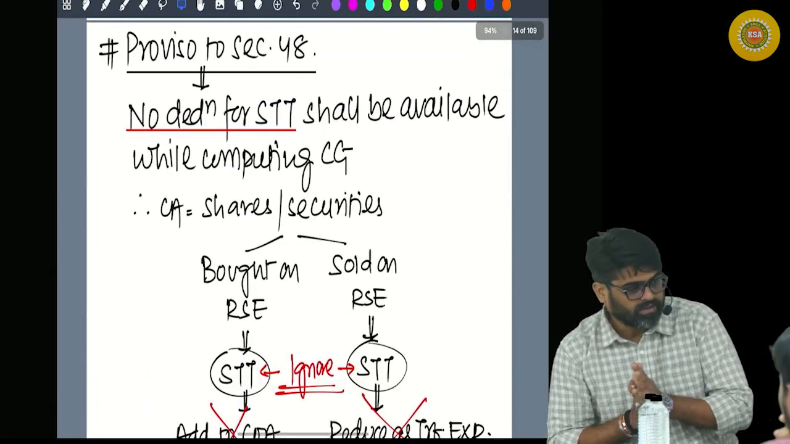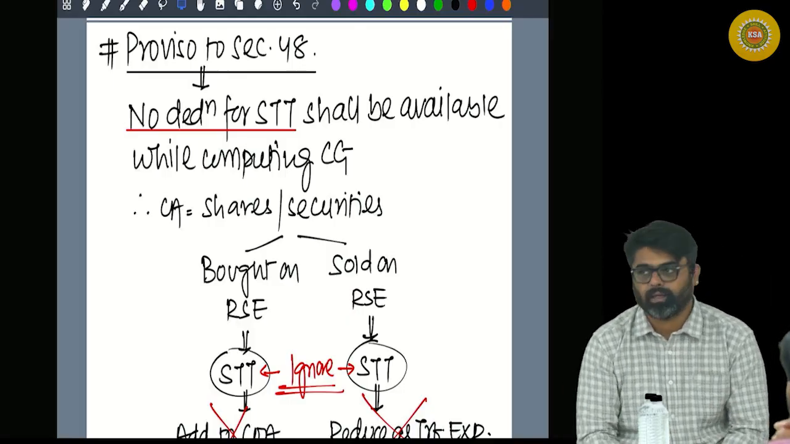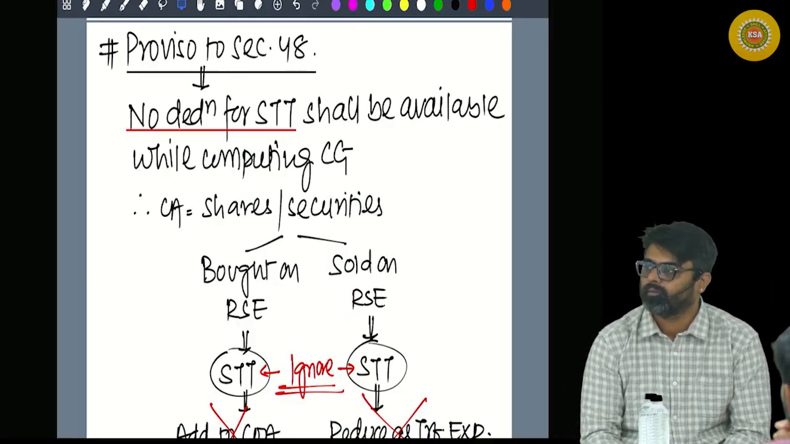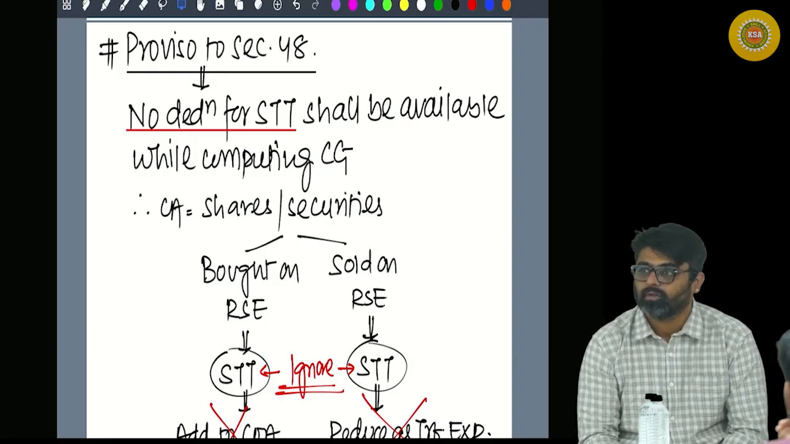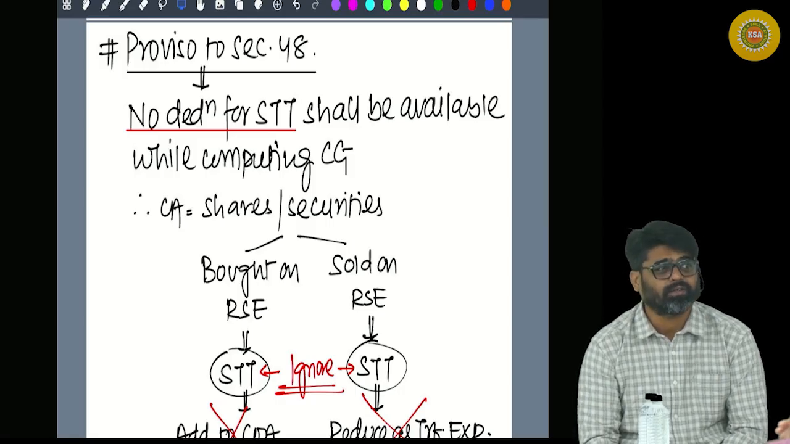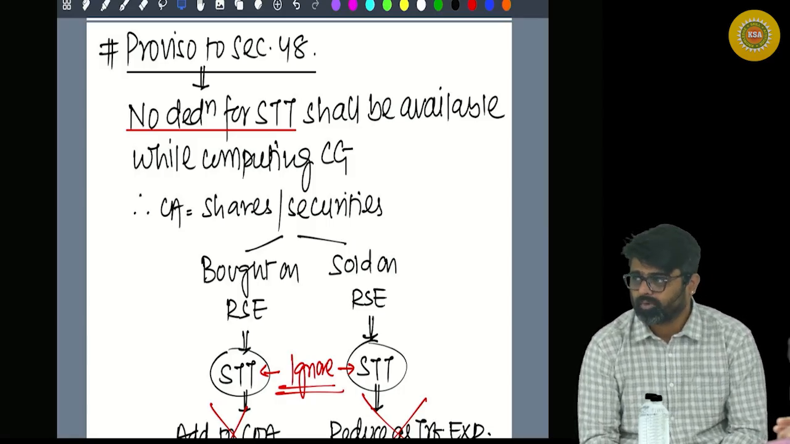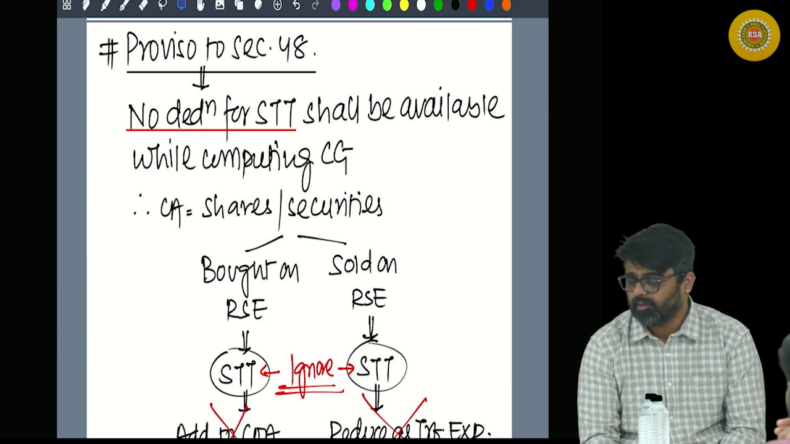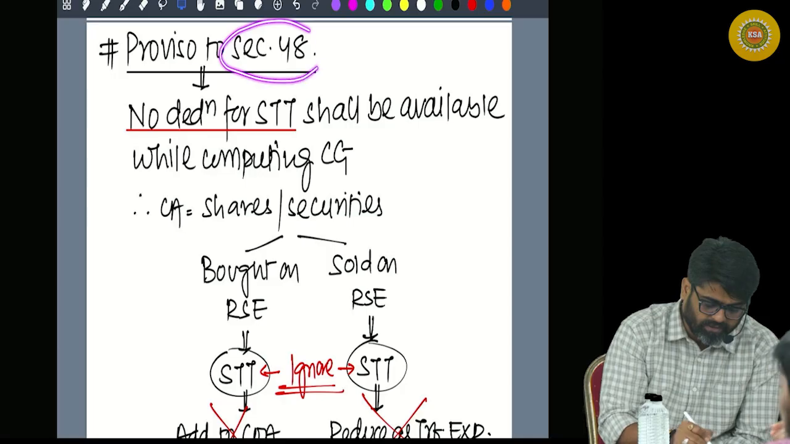Now, section 48 talks about computing capital gain. So how to compute capital gain? Full value of consideration minus transfer expense. You will get net consideration. Net consideration minus cost of acquisition and cost of improvement. You will get the capital gain. Now this entire computation of capital gain is given in section 48.